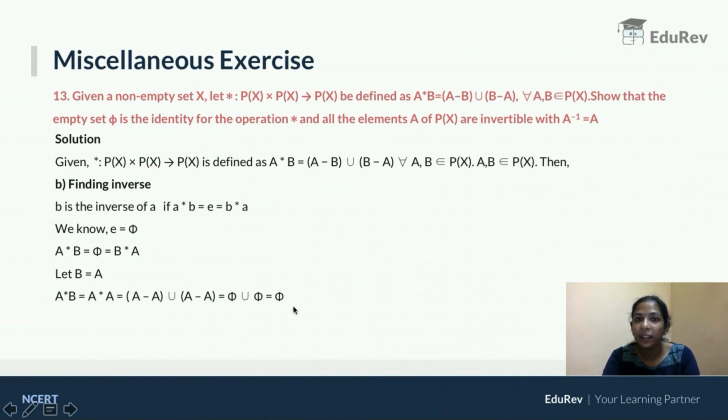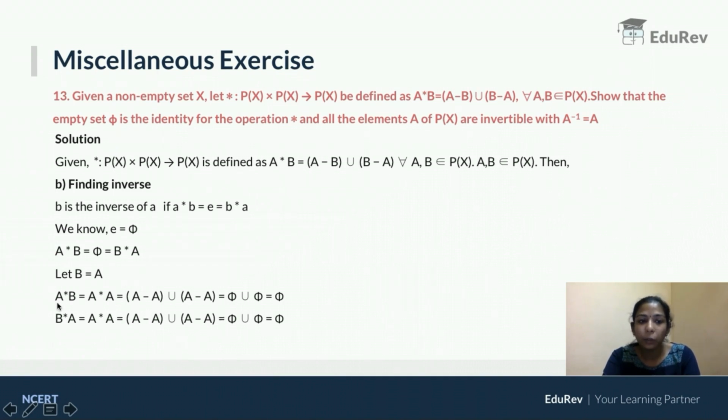What will be that? Simply null set. Now we'll check for B star A. Again I'm assuming B is equal to A. Then what will be that? A star A. What will be A star A? I'll be replacing B with A in this equation. That is A minus A union A minus A. A minus A is a null set. So null set union null set will be simply null set.